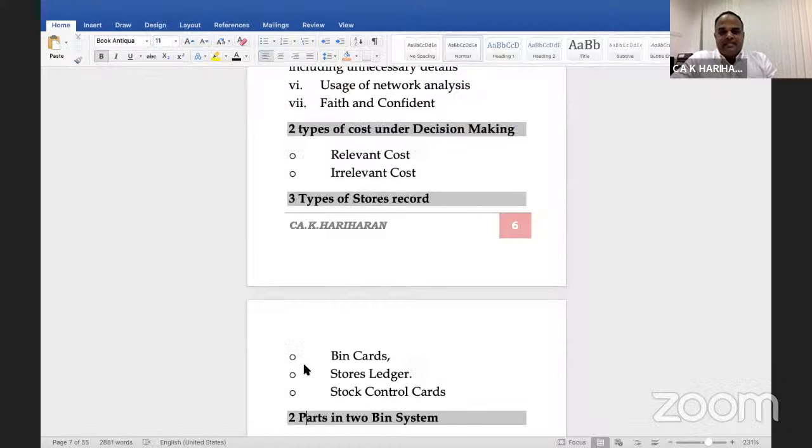For the next one, two types of cost under decision making. Already we discussed relevant cost and irrelevant cost. Very frequently the question asked is short notes on relevant cost. Costs which are useful for the purpose of decision making are called relevant cost. And costs which are not useful for the purpose of decision making are called irrelevant cost. Clear? So relevant and irrelevant cost. Next.